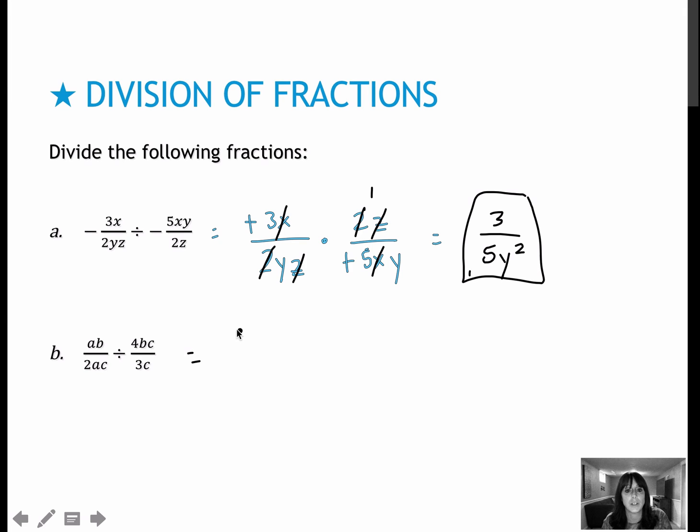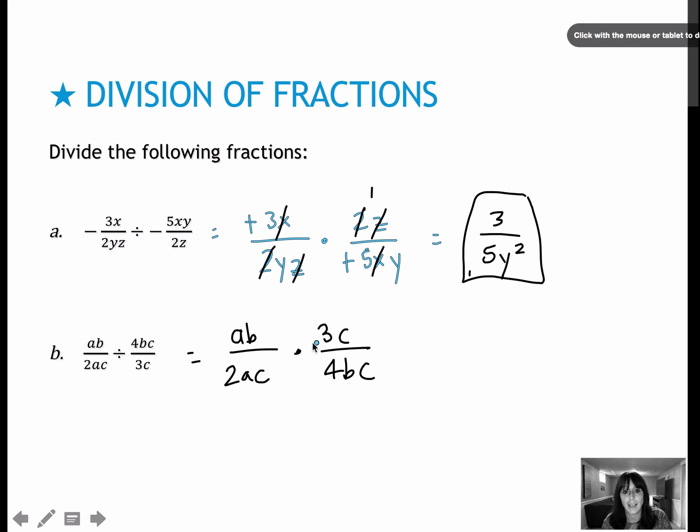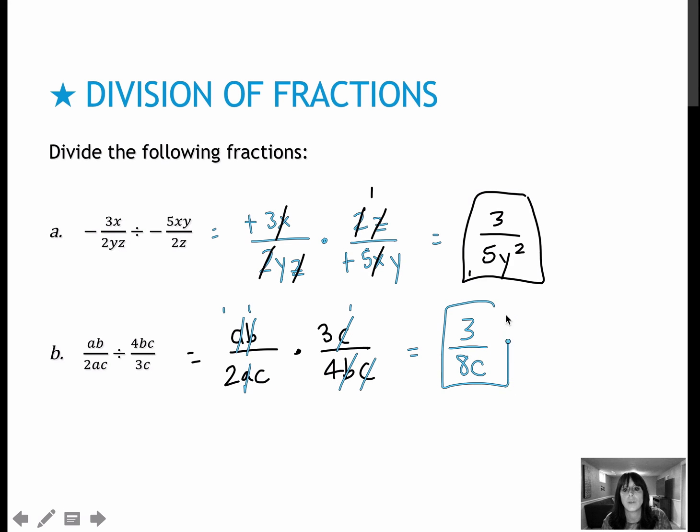And my last question, I have ab over 2ac times 3c over 4bc, and now I'm going to reduce what I can. So I have an A on the top and on bottom, a B on top and on bottom, a C on top and on bottom, and it looks like that's it. So now on the top, the numerator, I have only a 3, and then of course I have several 1s that I've sort of ignored. And my denominator, I have 2 times 4 and also a C, which is 8c. So that's my final answer.